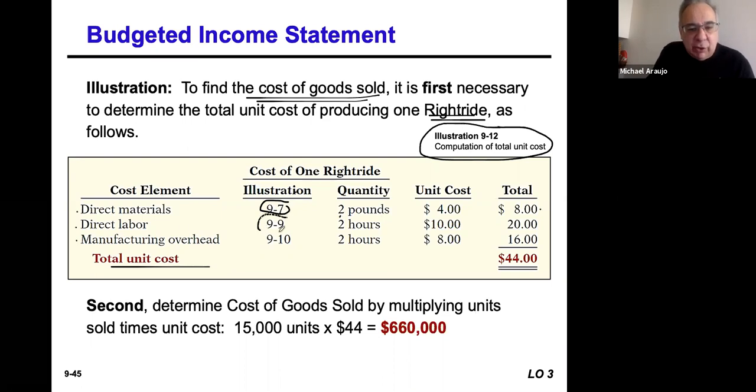Well, that's illustration 9.9, which we just went over back on page 373. If you look at that budget, you will see that they're expecting that there will be 2 labor hours required to produce one of these products, and it's $10 an hour. So it's $20 to produce one unit.